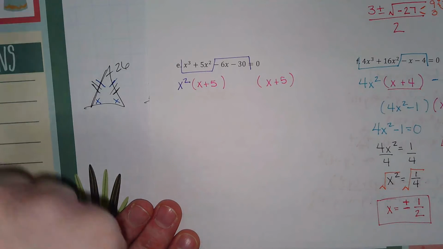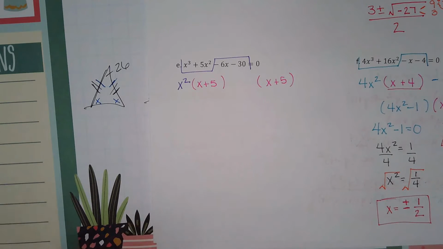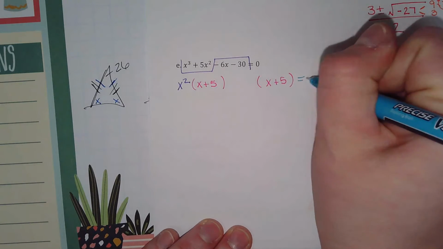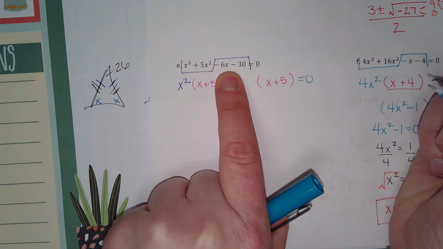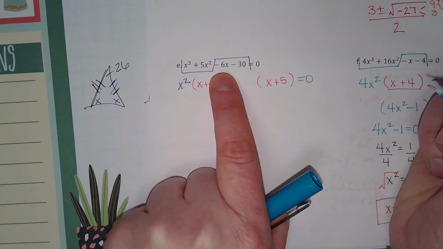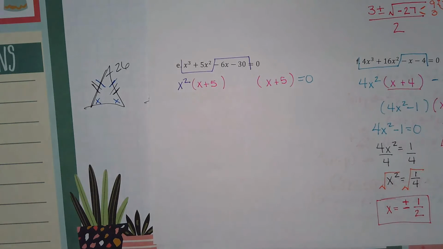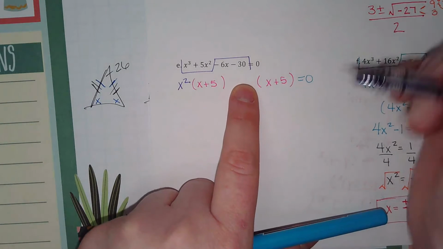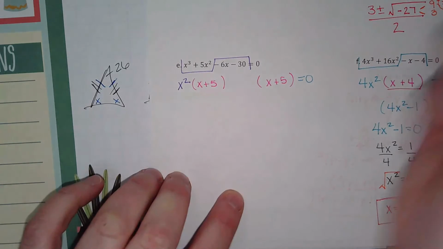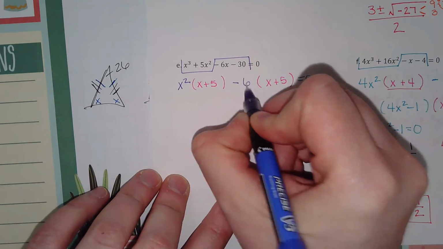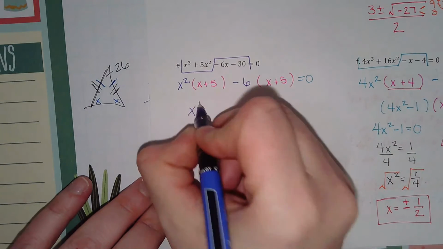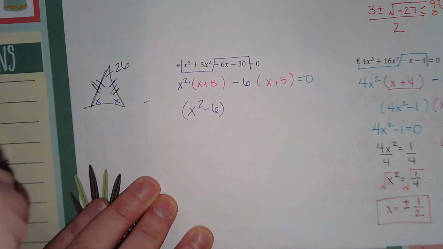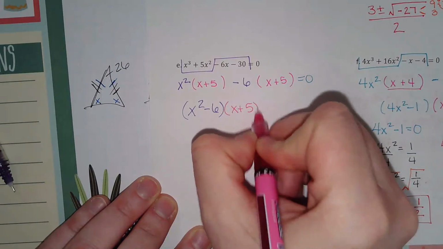With that, looking at my numbers, I have an equal 0 still. I need to get some number out here on the outside times the pink to get the part underneath this purple line. So what times x gets me negative 6x? Negative 6. Is negative 6, if I pull it out, times 5 equal to negative 30? So with that, what do I do now? X squared minus 6 times x plus 5 equals 0.